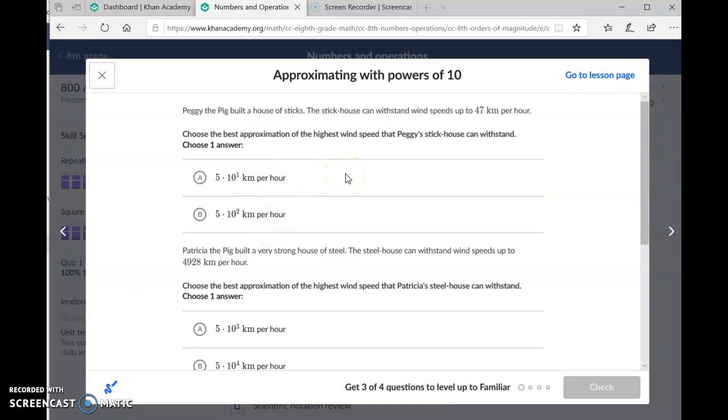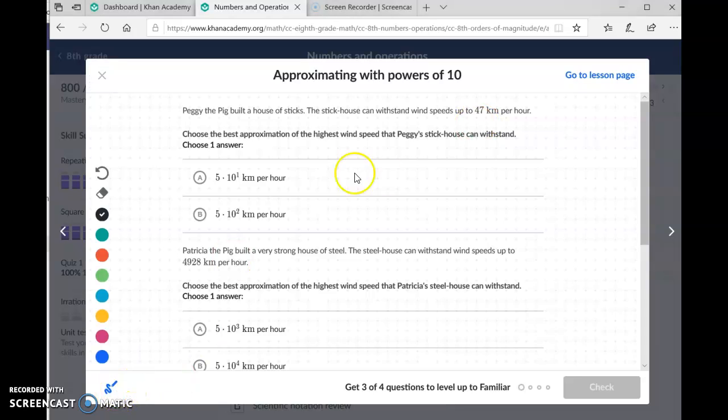So essentially what it's asking us to do is basically round this and then put it into scientific notation. So 47 is very close to 50, so I would round this to 50 kilometers. Okay, so that's a 50. And then now I'm going to put this into scientific notation. So how do I put this into scientific notation?